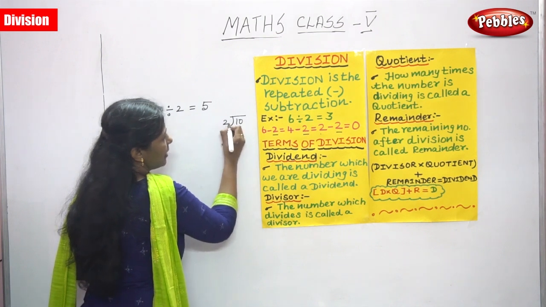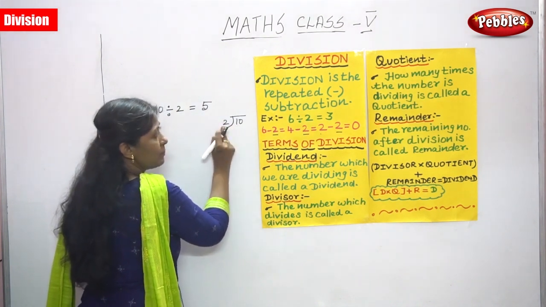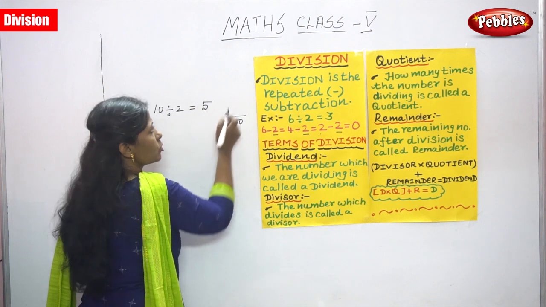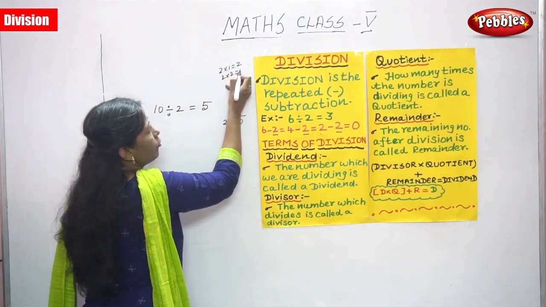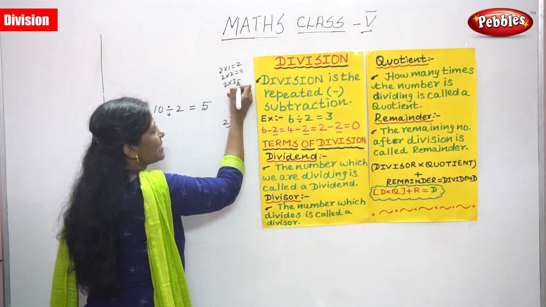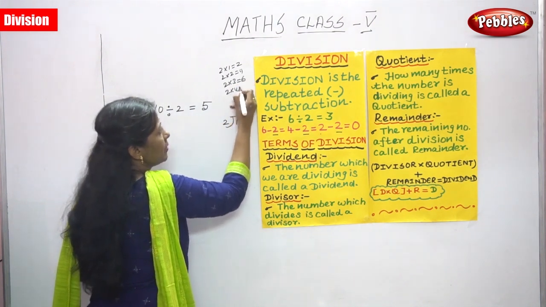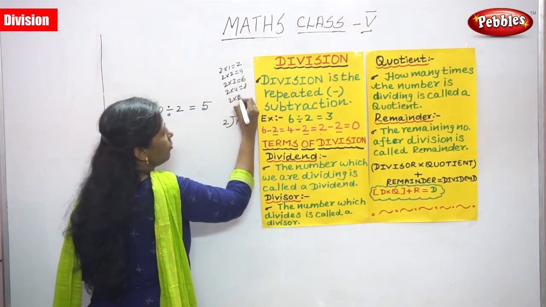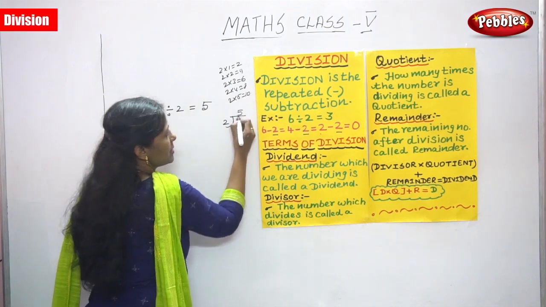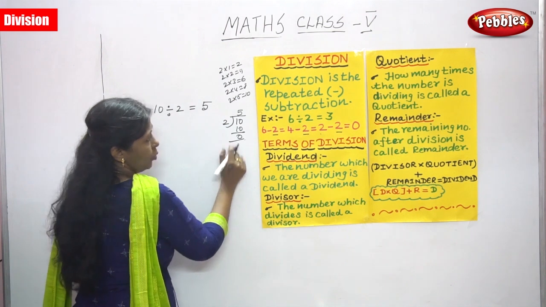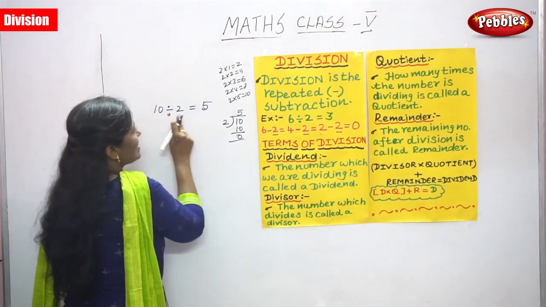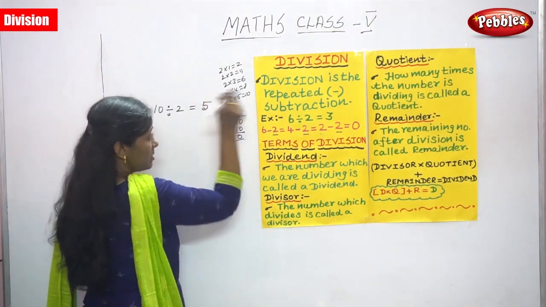10 divided by 2. We have to say the two tables. 2 1s are 2, 2 2s are 4, 2 3s are 6, 2 4s are 8 and 2 5s are 10. So what is the answer? 2 5s are 10. The remainder is 0. So 10 divided by 2, we'll get the answer 5.